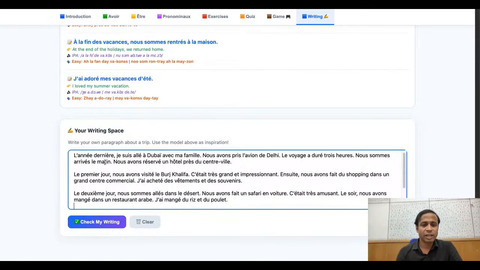L'année dernière, last year, je suis allé à Dubaï avec ma famille. I went to Dubai with my family. Nous avons pris l'avion de Delhi. So we took a flight from Delhi. Le voyage a duré 3 heures. Okay, the travel was 3 hours. Nous sommes arrivés le matin. We arrived in the morning. Nous avons réservé un hôtel près du centre-ville. We reserved a hotel near the city center.